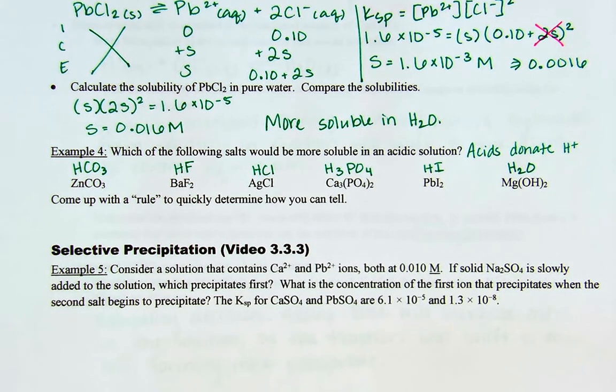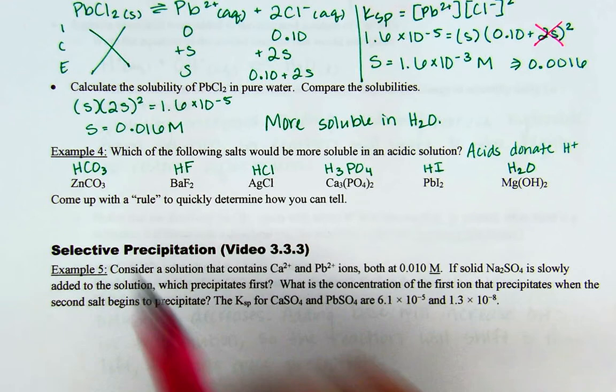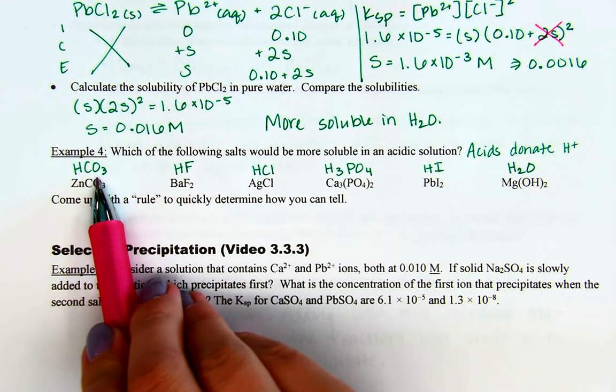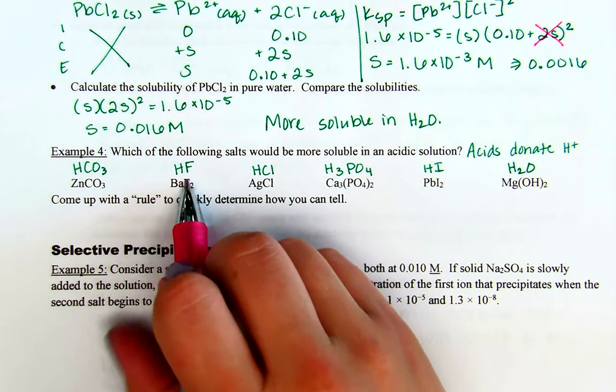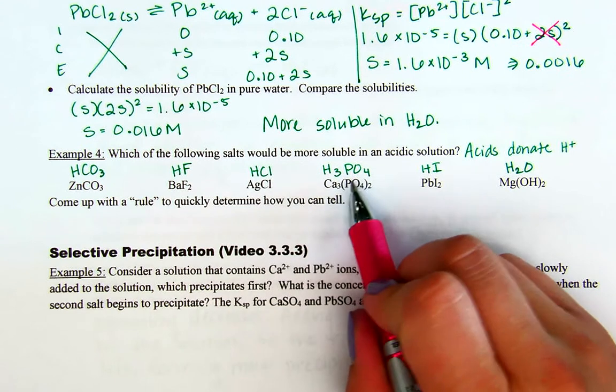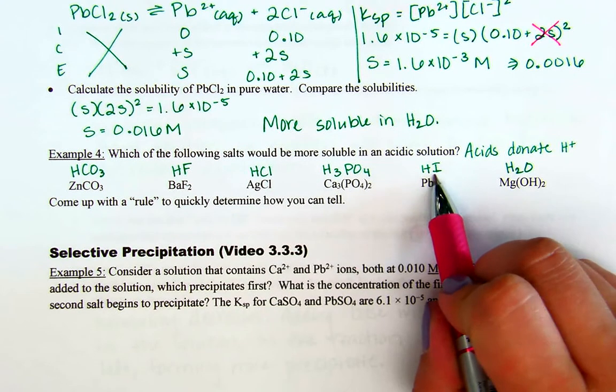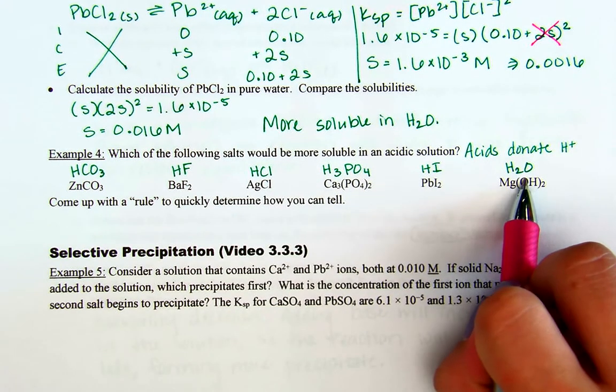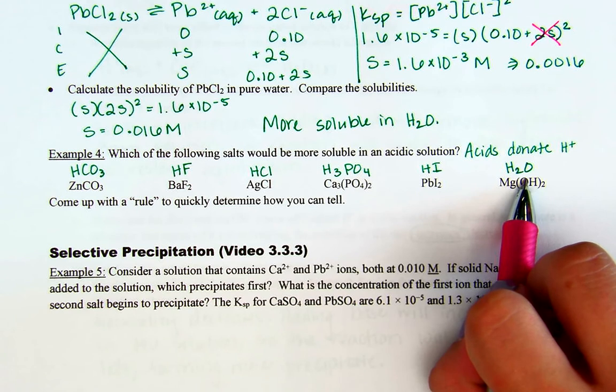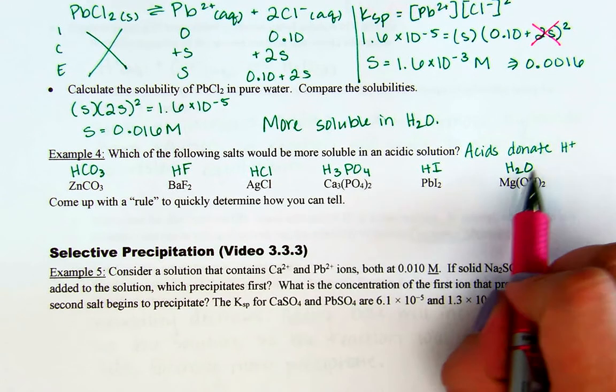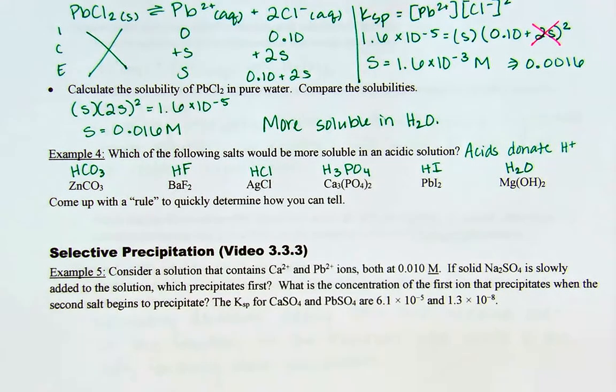Okay, so let's see what each of these are. Which of the following would be more soluble in an acidic solution? So this is a weak acid. This is a weak acid. Strong acid, weak acid, strong acid, weak acid. H2O can be a weak acid or a weak base. In this case, we're going to treat it like it's a weak acid because we have all acids here.